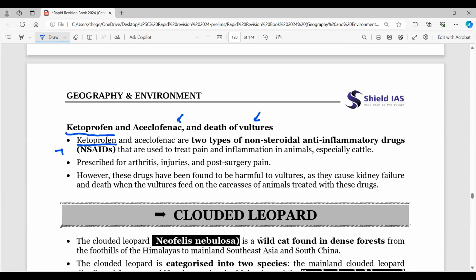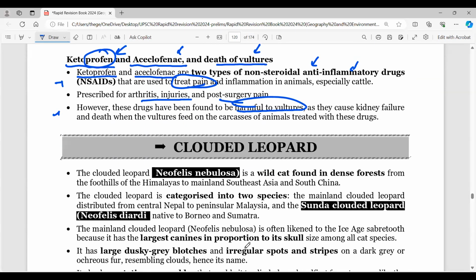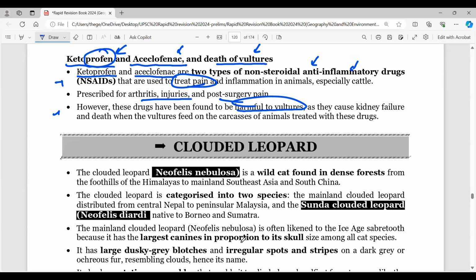So come to ketoprofen, aceclofenac, and death of vultures. Now, what is ketoprofen and aceclofenac? These are non-steroidal anti-inflammatory drugs. Okay, pain treatment drugs basically. Whenever you say profen, this is used in basically pain treatment drugs. So you can observe here in arthritis, injuries, and post-surgery pain. So these drugs have been found to be harmful to vultures. Now, here is a problem that if these vultures get into this, you know that biomagnification happens and things happen. So this is a problem.